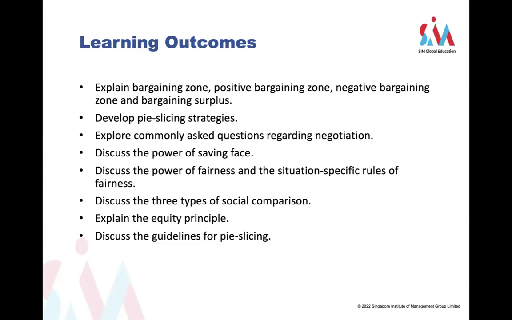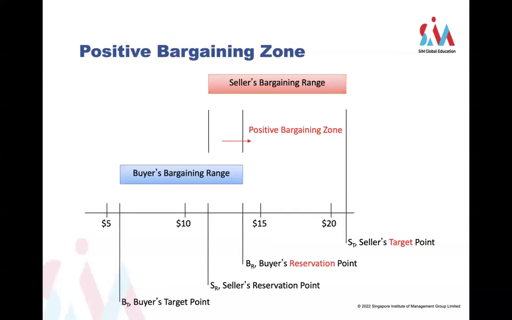Saving face in Chinese, we call it 面子. We're going to look at being fair to the other party and the various scenarios in which we can use the different fairness rules. We're going to discuss the 3 types of social comparison, look at the equity principle, and finally, discuss some of the guidelines for pie slicing.